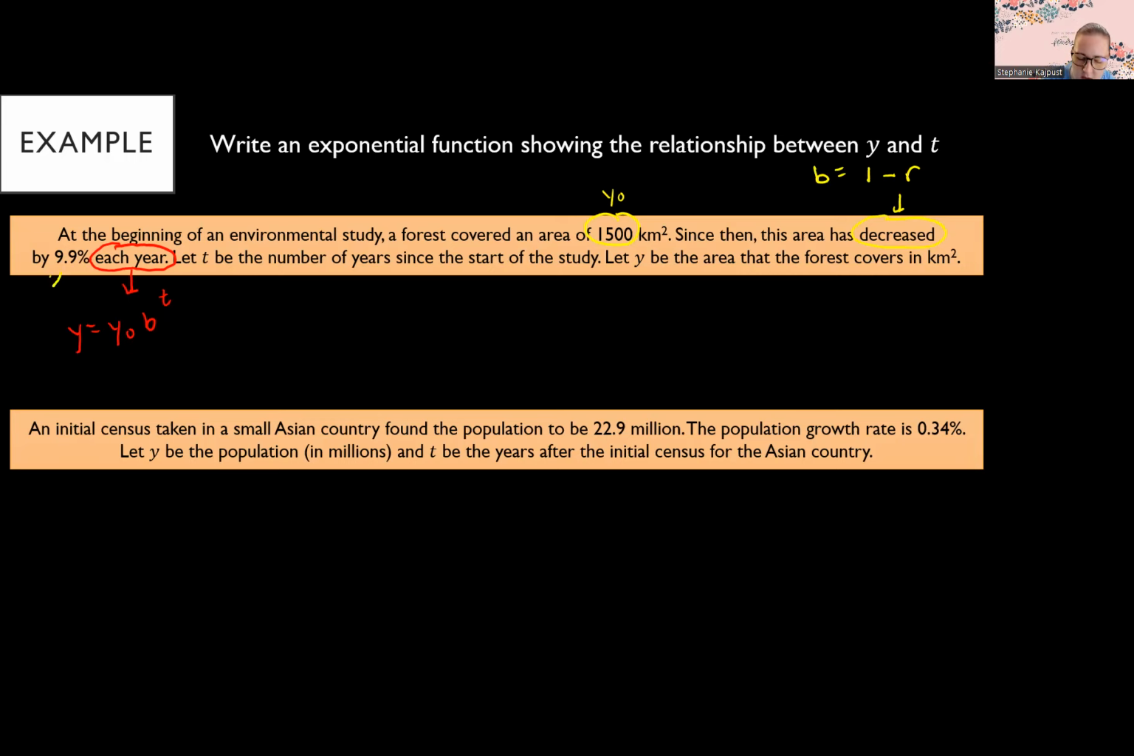And then that 9.9%, that isn't our value for R, but we need to divide it by 100 because we need to convert it to a decimal. So that would be 0.099.